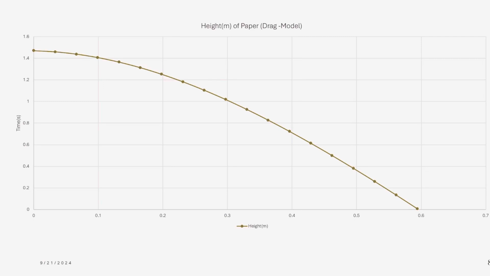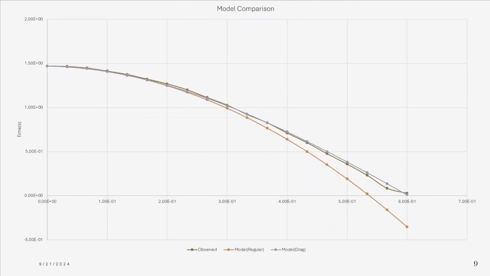This is the updated graph with drag factored in. As you can see, the model that factors in drag is much more accurate than the one without.